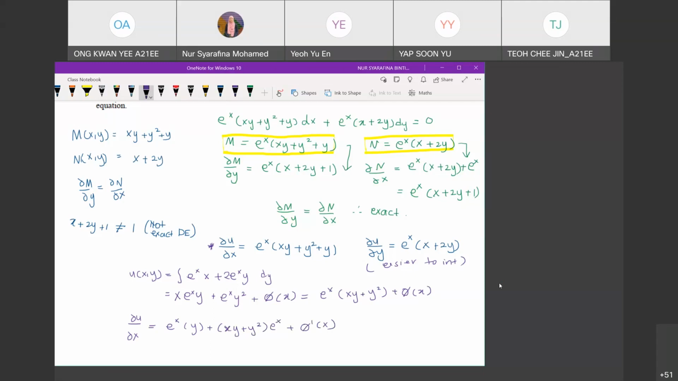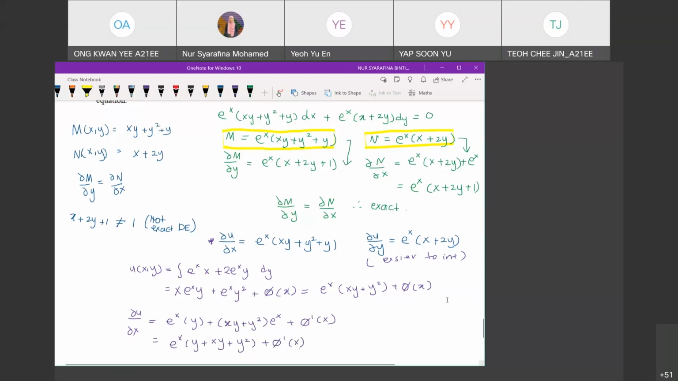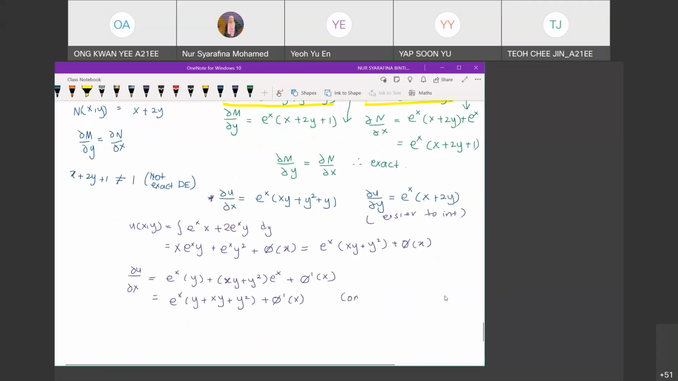Right, everyone got this? Yes. Okay, just simplify. And then you compare with del u del y. Compare with star here. Okay, and then you can see here, exponent x.